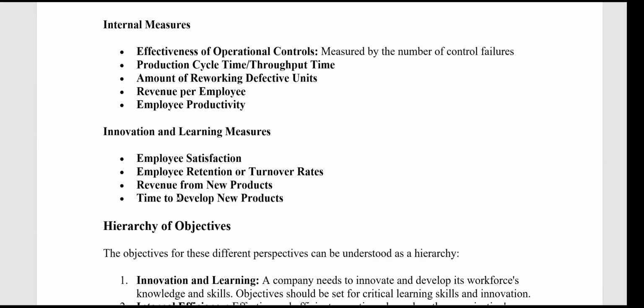When it comes to internal measures, how are your operational controls? So how many times do the business controls fail? Have you thought about that? How many times do your business controls fail? Your production cycle time or your throughput time, amount of reworking defective units. I told you that mostly you should practice total quality management. What is the revenue per employee? How productive are your employees, right? Staff welfare, you can include all that.